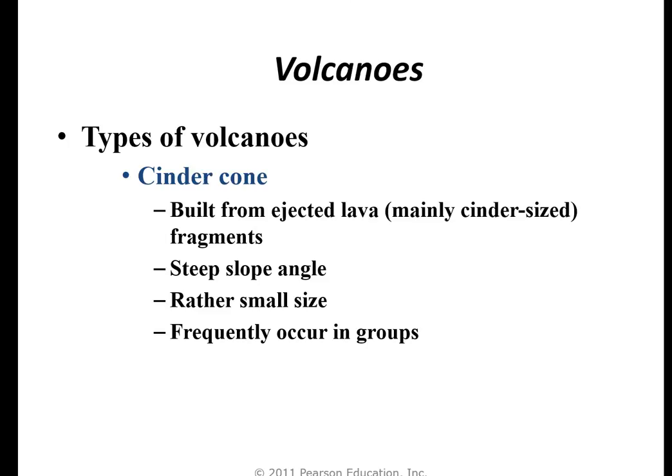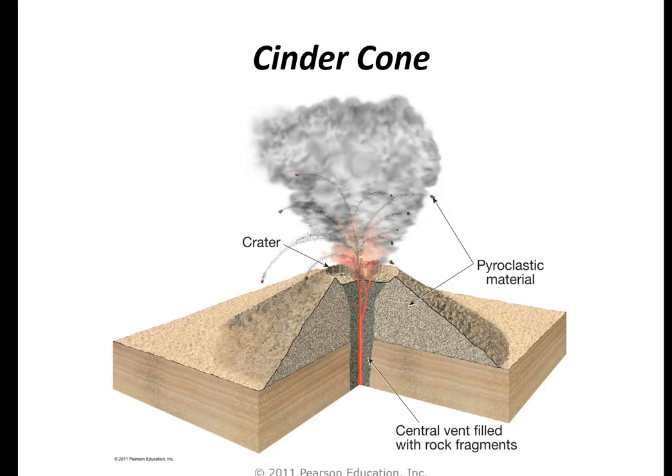We can have a cinder cone volcano. These are built from ejected lava, steeper slope, and pretty small comparatively. They frequently occur in groups. So here you see the cinder cone. You see it's steeper, with the caldera and the crater in the middle, and the magma coming up as lava.